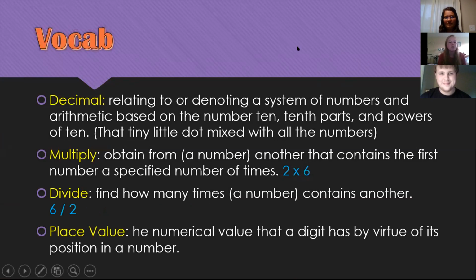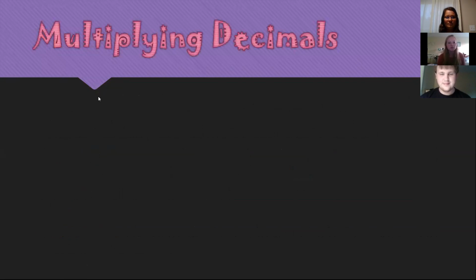That was my definition. Multiplying is obtaining from a number another that contains the first number or specified number of times. So 2 times 6, an example of multiplying. Dividing is you find out how many times a number contains another, so 6 divided by 2. And then their place value is the numerical value that a digit has by virtue of its position in a number. I thought those were really fancy definitions, so I wanted to share them with you. Okay, so multiplying decimals. I'm going to go ahead and get my drawing thing out.